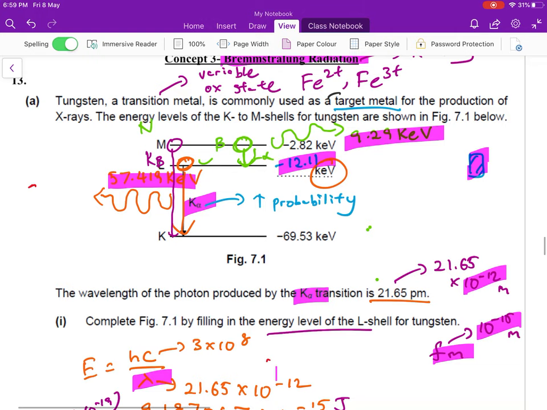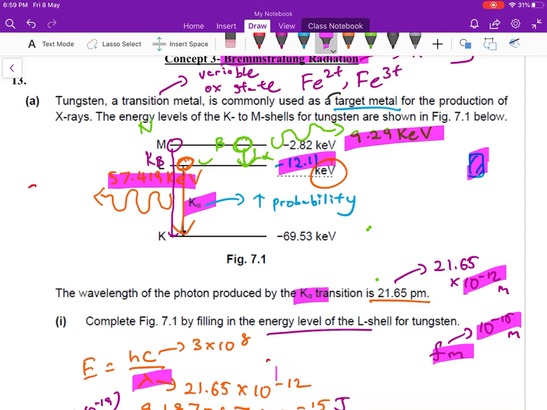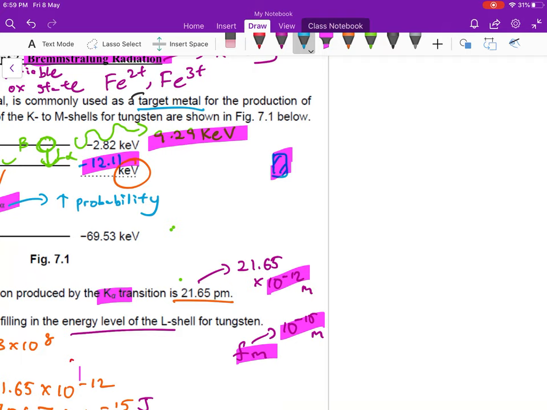So, question 5. With reference to 7.1, explain why the electron bombarding the target metal must have a minimum energy of 69.53 to produce the spectrum shown in figure 7.2. Okay, so we go back to look at our 7.1. Okay, so 7.1 has many transitions like K alpha, L alpha, or K beta transition. Okay, so before I have K alpha or K beta, maybe I write here, right?